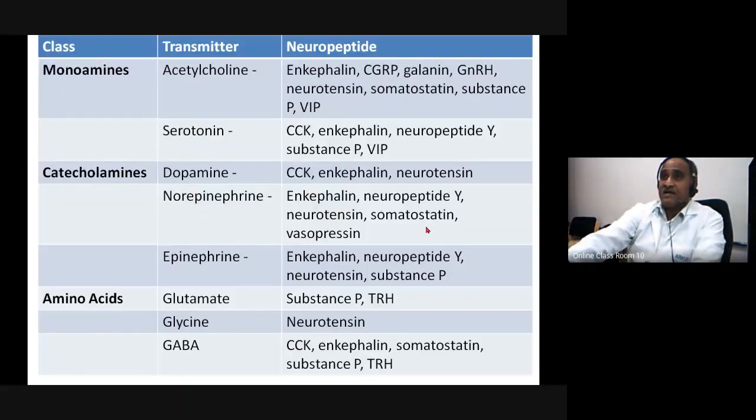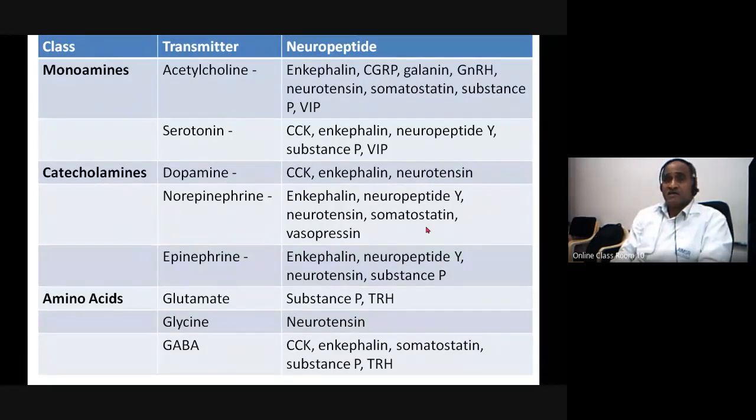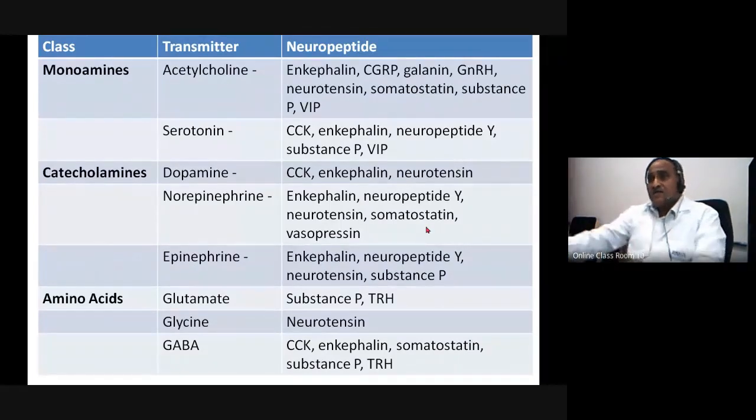Now coming back, these are some of the neurotransmitters I have just listed. I have taken this table from the Genome. Monoamines, acetylcholine and serotonin share the space in the presynaptic terminal with these transmitters at some place or the other. That means enkephalin, CGRP, ghrelin. Ghrelin is another inhibitory transmitter. GnRH, neurotensin, somatostatin, substance P, and VIP.